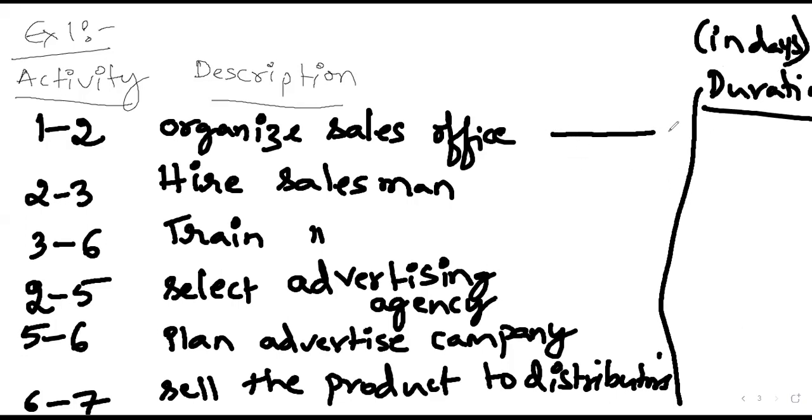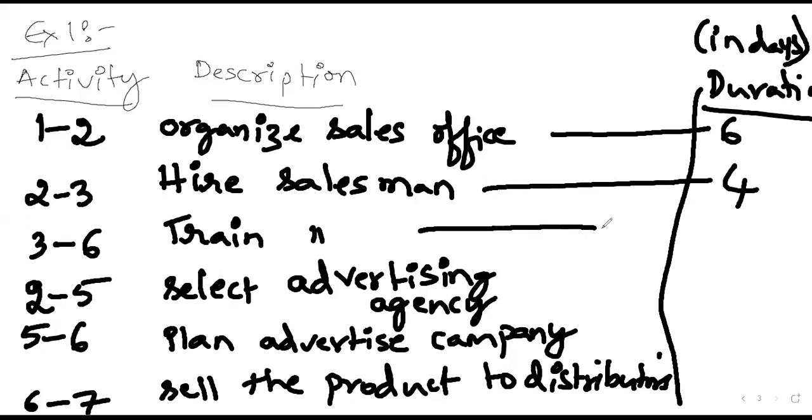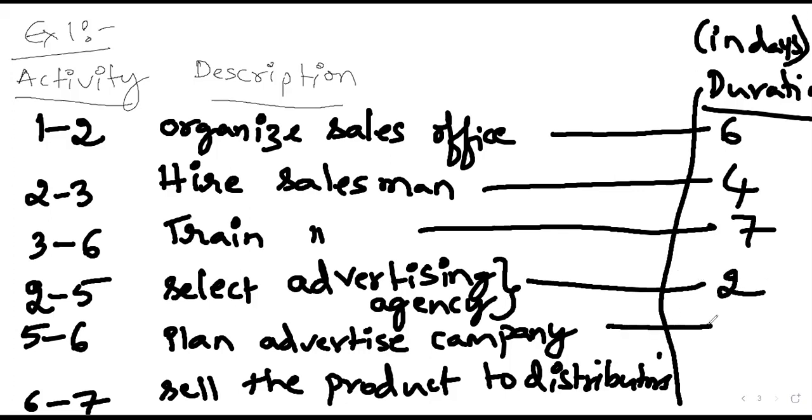All right, so the total days required to set up the sales office is 6 days. Total days required to hire the salesmen is 4 days. Total days required to train an employee is 7 days. Total days required to select an advertising agency is 2 days. Planning the advertisement campaign, 4 days. And to sell all the products, it takes 10. So this is basically the question.